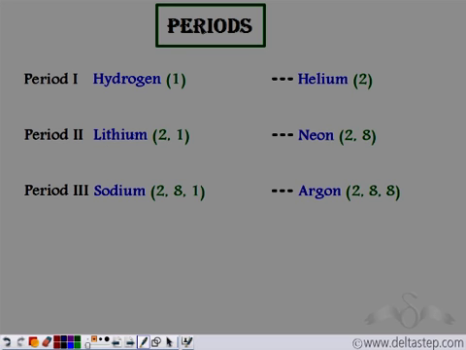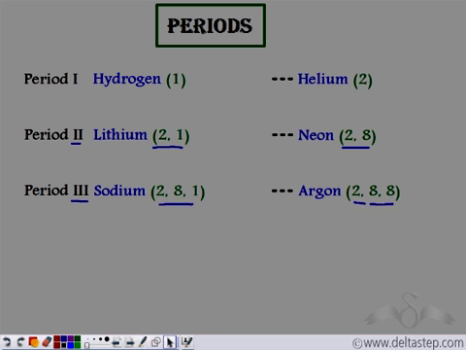Let's see the third period elements. Sodium is the first element of the third period, has electronic configuration 2,8,1. The last element, argon, has electronic configuration 2,8,8. Are you able to observe any particular trend here? Let's see. So the elements of period 2, they have 2 shells. Elements of period 3, they have 3 shells.